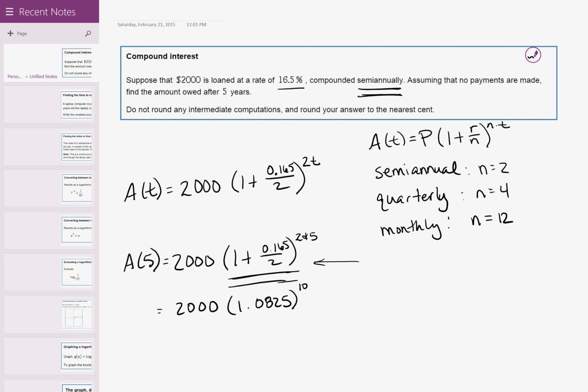So 2,000 times 1.0825 to the 10 means that after, that's a horrible loan rate too. After 5 years, if I don't make any payments, I owe $4,018 and round to the nearest cent, 85 cents. And be sure that you round correctly, because you need to be able to round correctly, and it will tell you you're wrong if you don't.